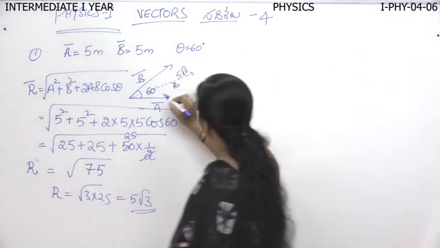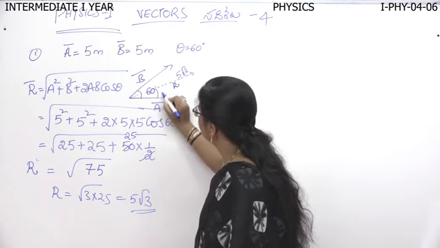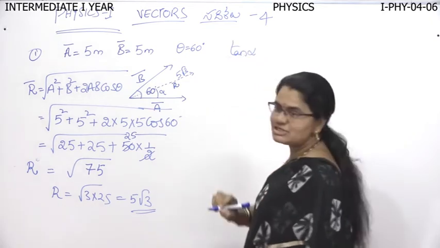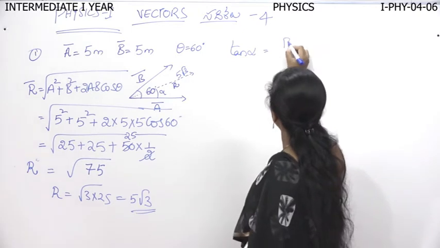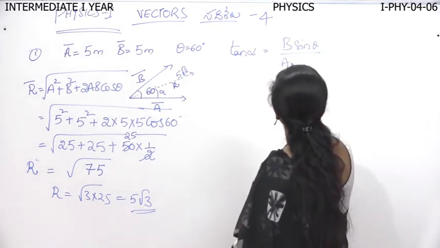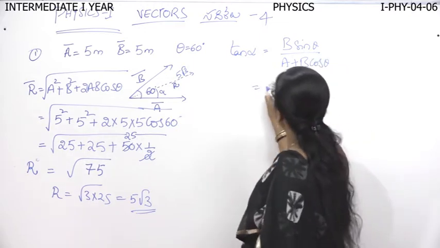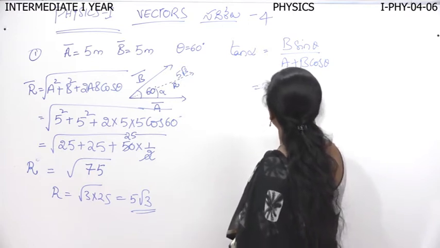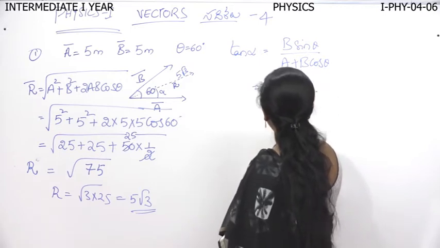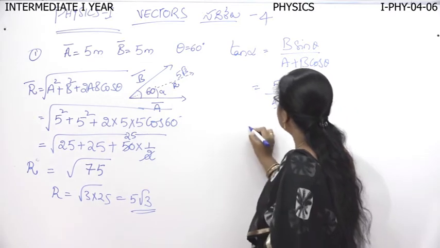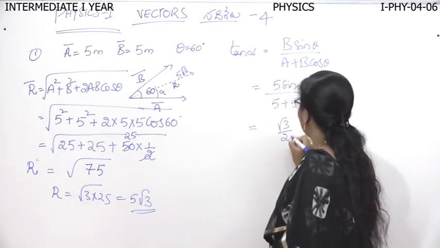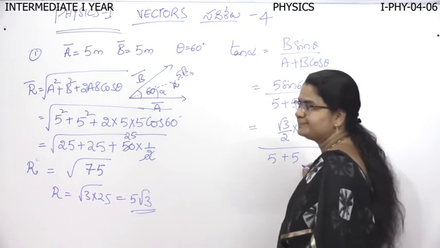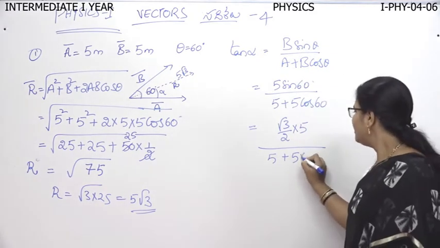If you want to find the angle that the resultant makes with one of the vectors, let it be alpha. What formula do we have for finding the direction of the resultant vector? It is tan alpha equals B sin theta by A plus B cos theta. Very good. Now what is B? B is 5, isn't it? So 5 sin 60 by 5 plus 5 cos 60. What is sin 60, students? It is root 3 by 2 into 5, by 5 plus 5 into cos 60, which is 1 by 2.